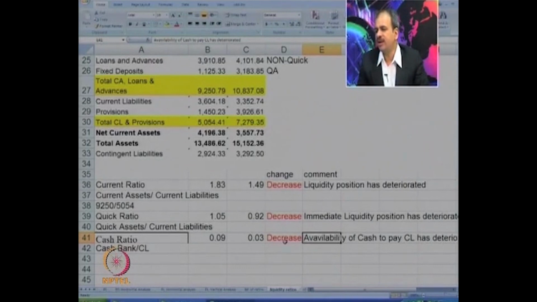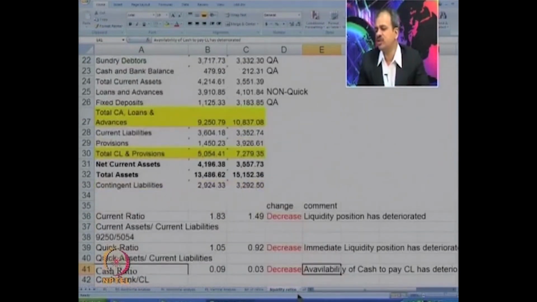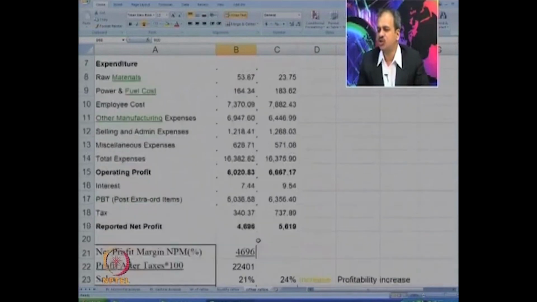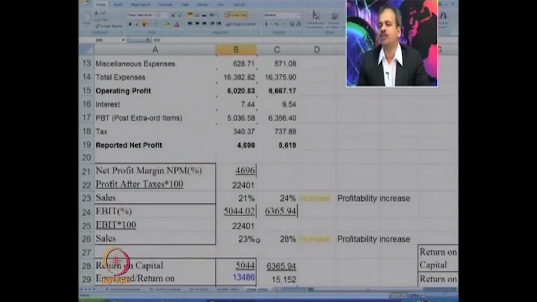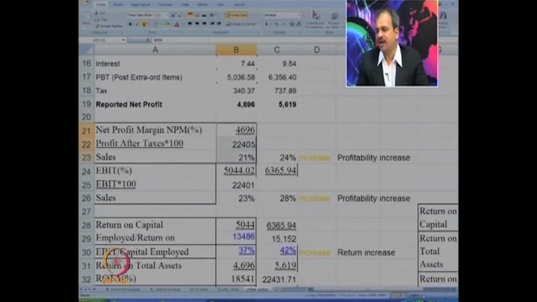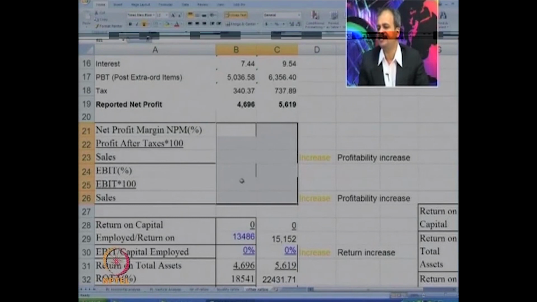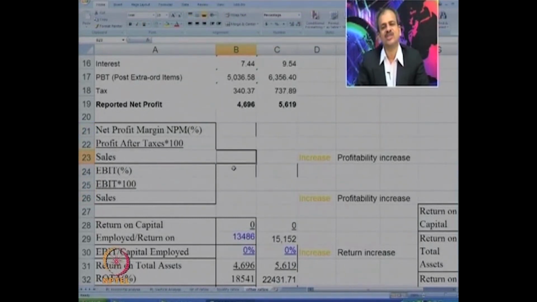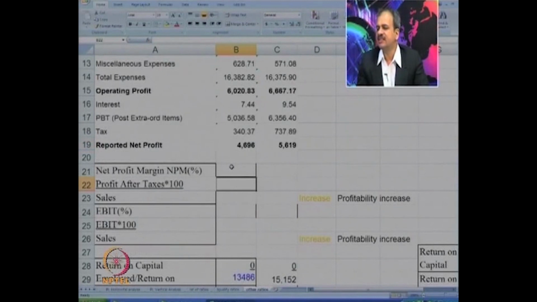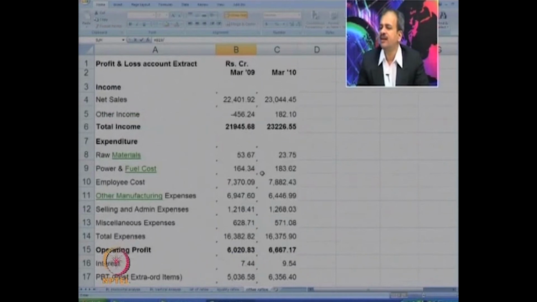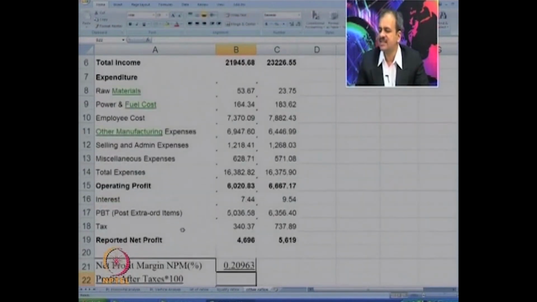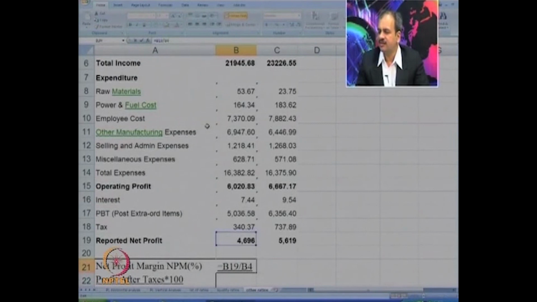Now, this was on liquidity ratios. Let us go for calculating the other ratios. First, we will try to go in for profitability ratios. So, I have copied the P&L account, and even though the ratios are calculated, we will try to calculate them again. The first important ratio is net profit margin or net profit ratio, which tries to link the profit after tax to sales. Now, we know that profit after tax is nothing but this reported net profit divided by the value of sales into 100.